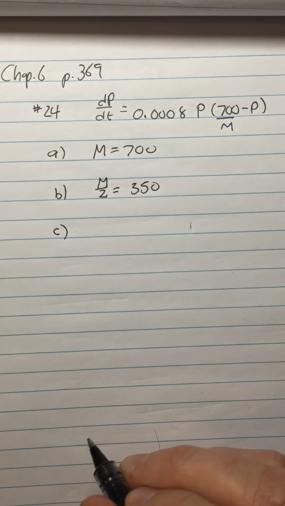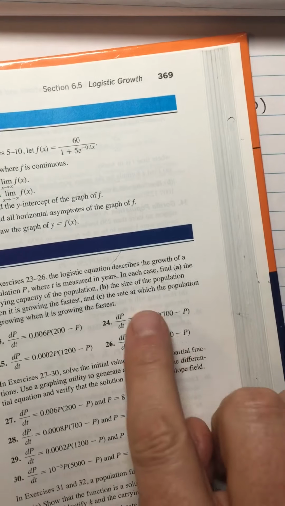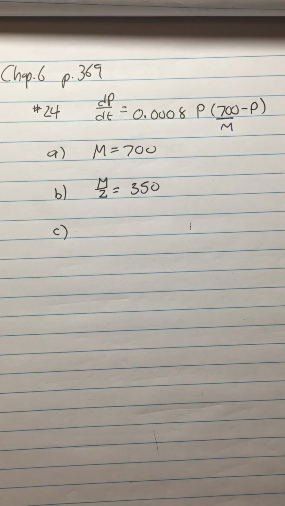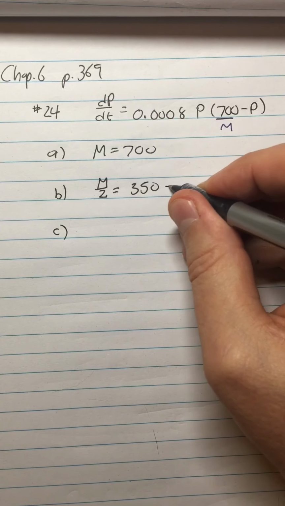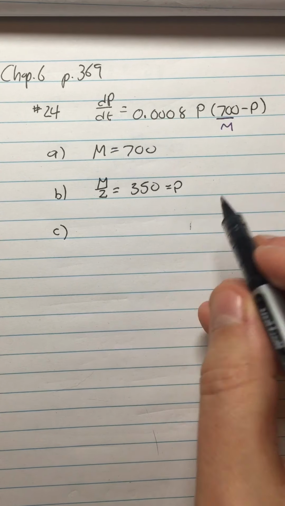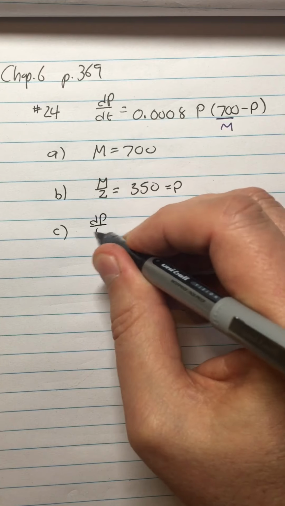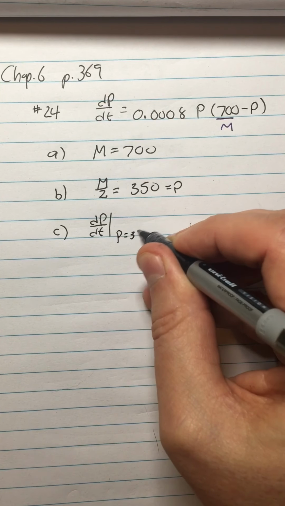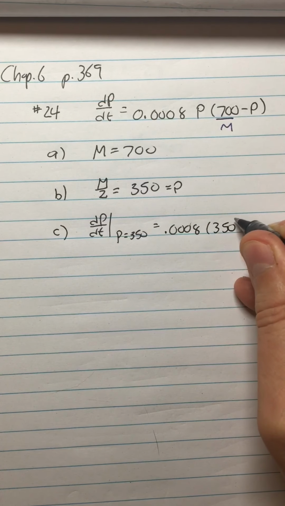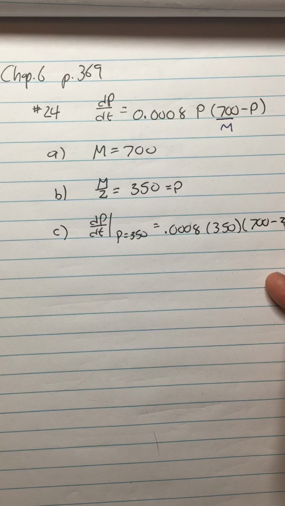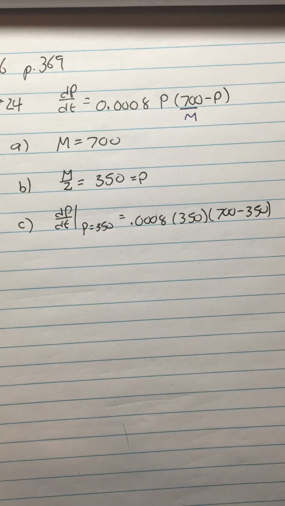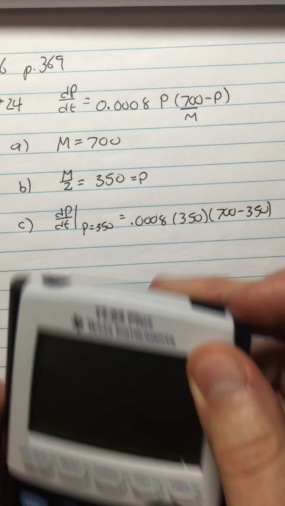And then part C, it says the rate at which the population is growing when it is growing the fastest. All right, so we know that that's going to happen when, this is a value for P, all right? So P equals 350 is when we're growing the fastest. So all we have to do is plug that in here. So dP/dt at P equals 350 is just 0.0008 times 350 times 700 minus 350. And of course, what you're going to get here is always going to be M over 2 squared. But it's probably not even worth noticing that.